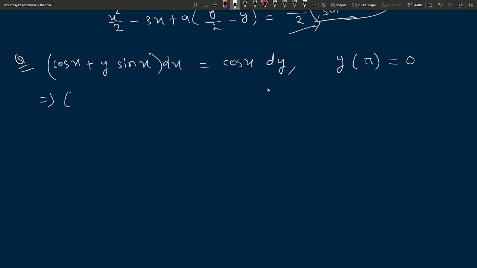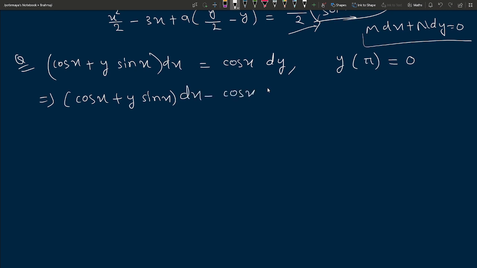Now first write this in general form: your m dx plus n dy equal to 0. All the questions, first you write in this form. So this will become cos x plus y into sin x dx minus cos x into dy equal to 0. This implies, now what is m?